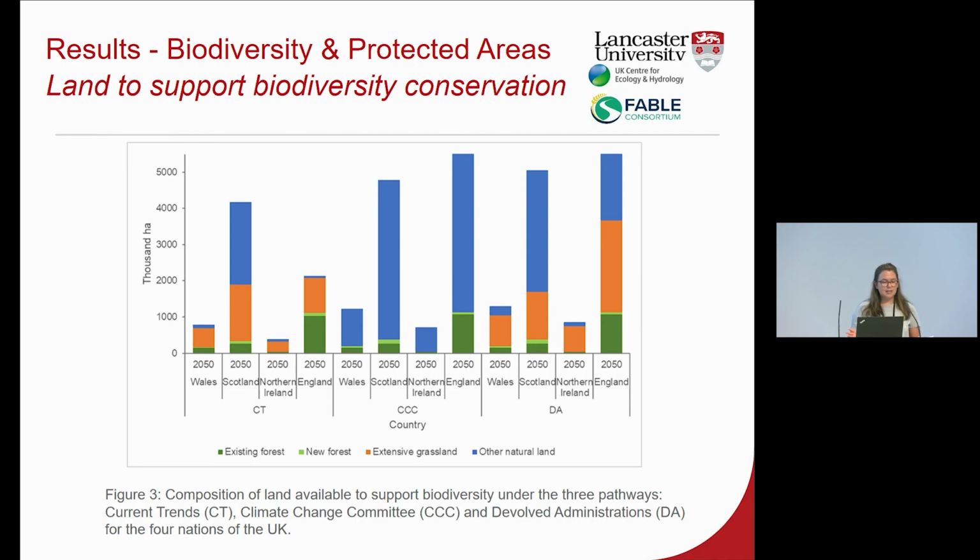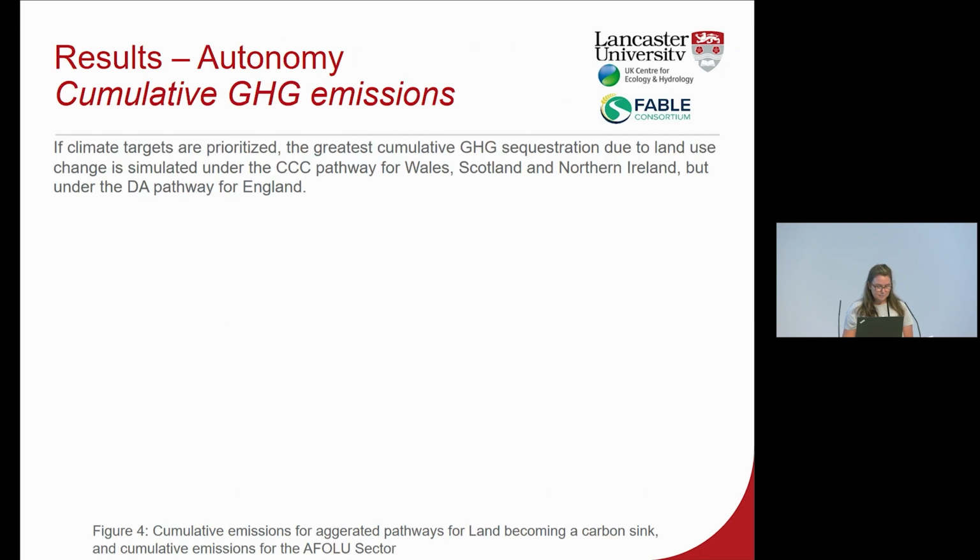It also shows that changes in policy can have quite a large impact on biodiversity. If you compare the current trends for England in 2050 on the far side and the two other pathways, you can see a large increase in the land available due to the changes in the policies.